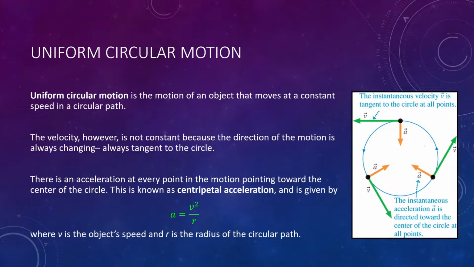Now, the acceleration that we do experience is known as the centripetal acceleration. Centripetal is a word that literally translates to center seeking. So that hints at the fact that this acceleration will always point straight toward the center of the circular path. And this acceleration is given by v squared over r, where v is the speed of the object and r is the radius of your circular path. So centripetal means center seeking, indicating that acceleration always points toward the center, as you can see by the orange arrows on the right-hand image.